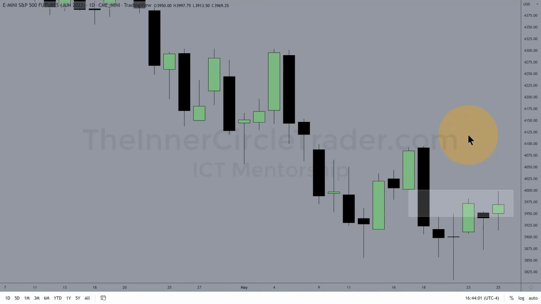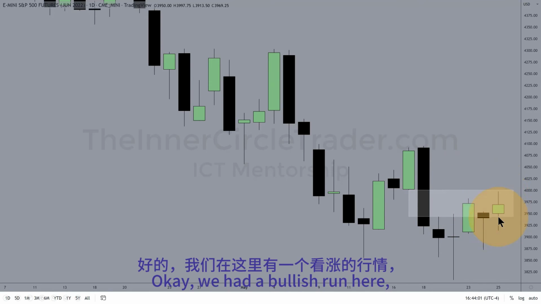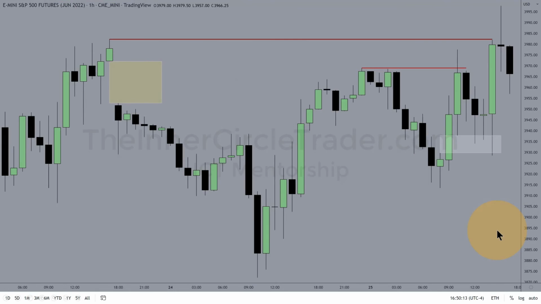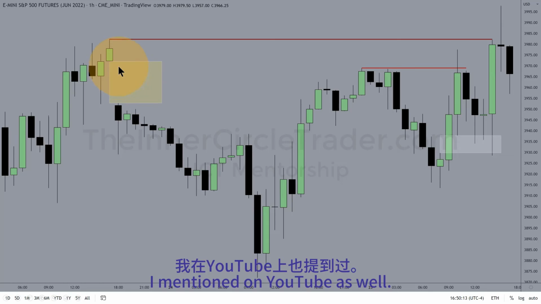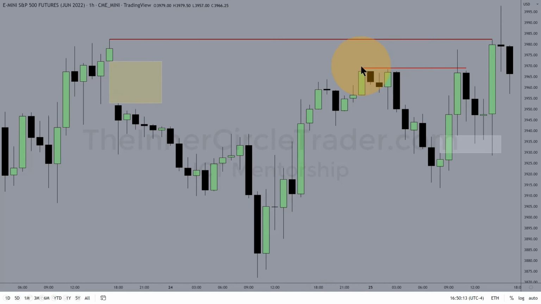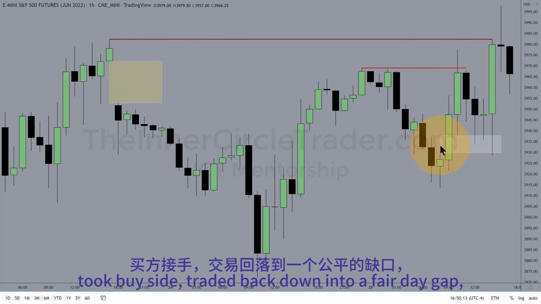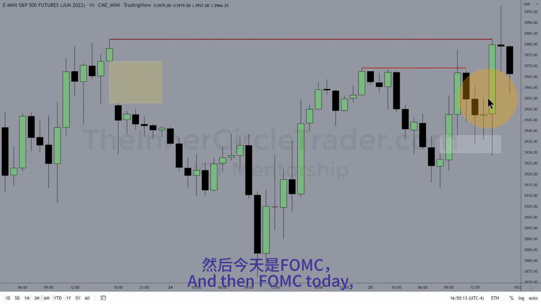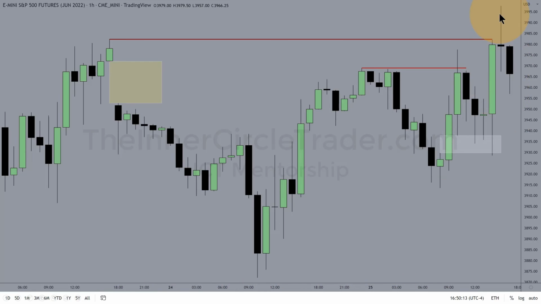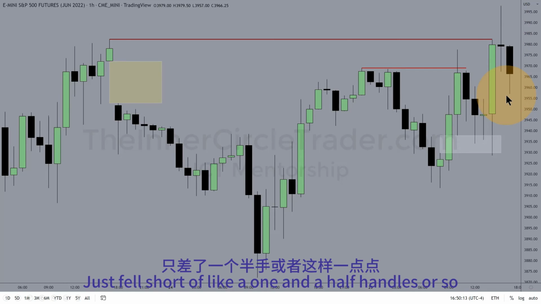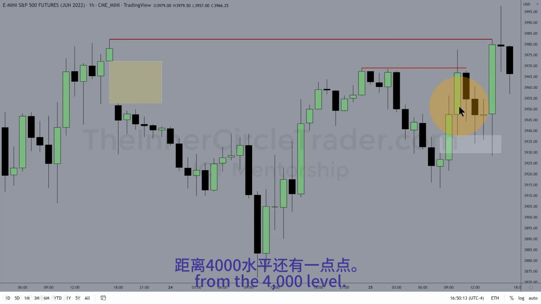Evening S&P, June contract. Here's our CIBI. Okay, we had a bullish run here the last two days. And this is that session gap opening I mentioned on YouTube as well. Buy side liquidity here and buy side liquidity here. Rallied up, took buy side, traded back down into a fair value gap, order block, and then FOMC today rallied down into it, pushed back up, and then ran out the 39.80 level. Just fell short of like 1.5 handles or so from the 4,000 level.